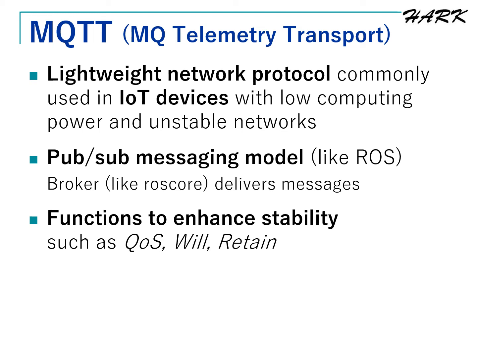MQTT uses a publish and subscribe messaging model like ROS. And in MQTT, a broker service like roscore in ROS delivers messages. MQTT has several functions to enhance stability, such as quality of service QoS, and will and retain, and so on.